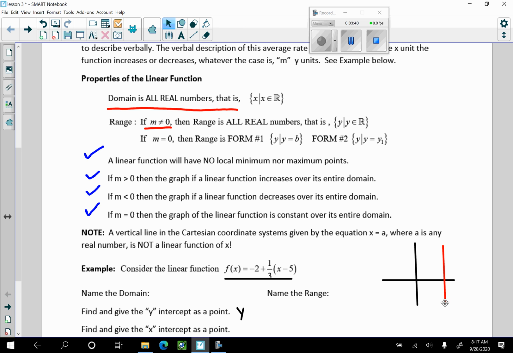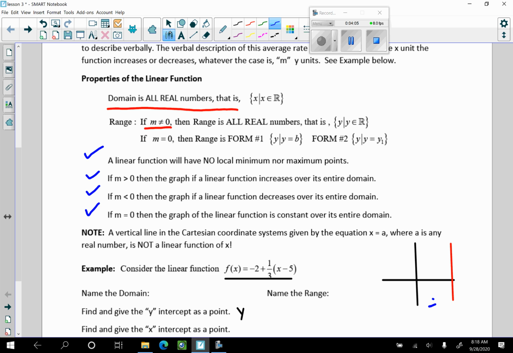And here's an example of an x equals a. I'll take this line right here, hopefully I can. Yeah, there I go. That's going to be x equals a. a can be positive. a can be 0, which is the y-axis, or a can be negative. All righty.